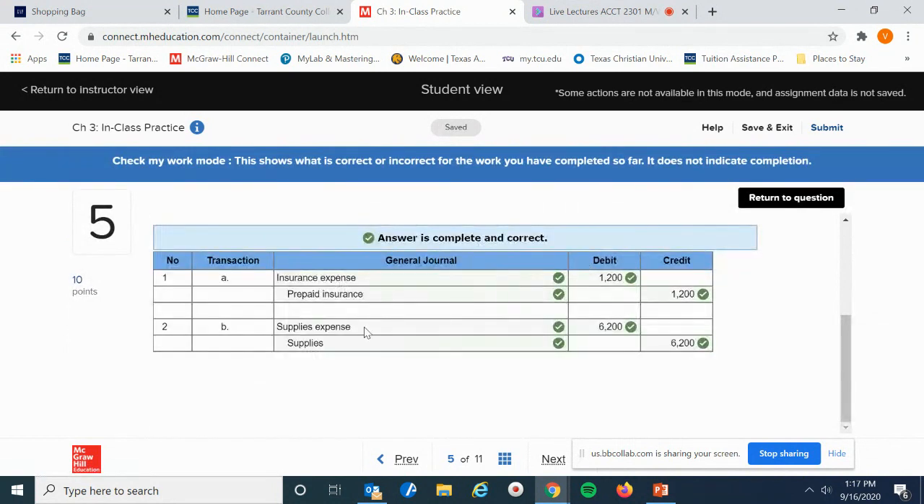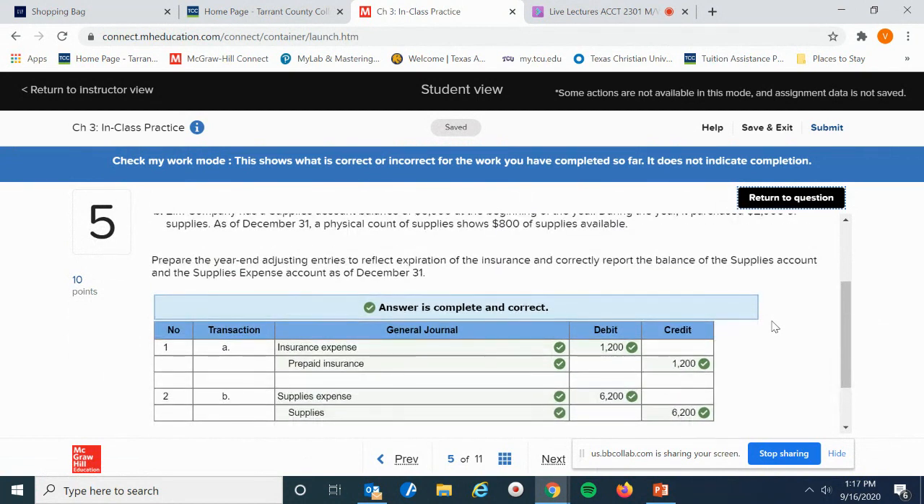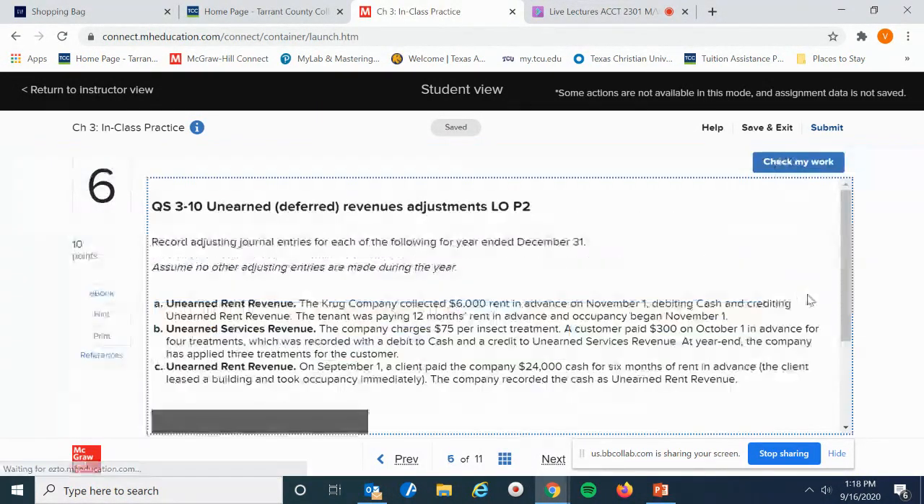Okay. So here's my journal entries. They're complete and correct. I wanted to keep in mind again, constantly go back to the fact that these are adjusting journal entries, and they happen at the end of the accounting period to ensure the revenues, expenses, assets, and liabilities are properly presented on both the balance sheet and the income statement.